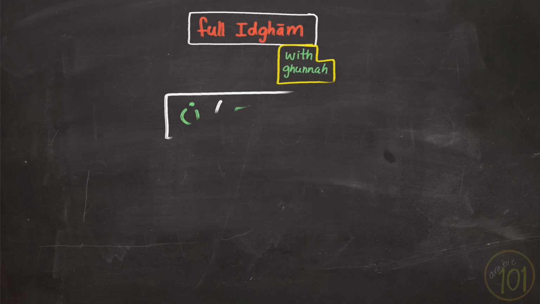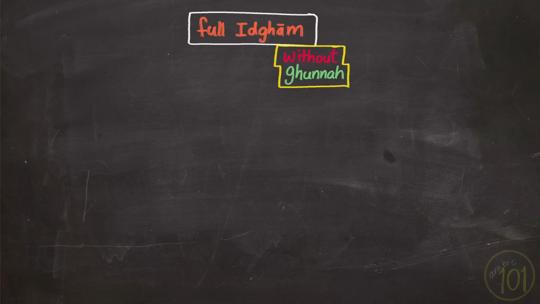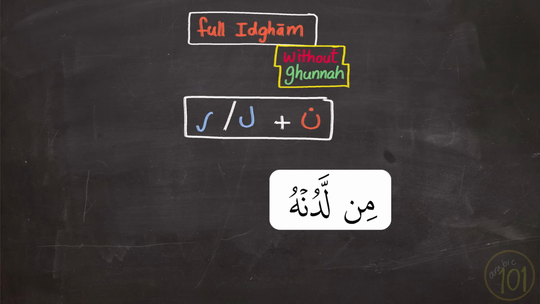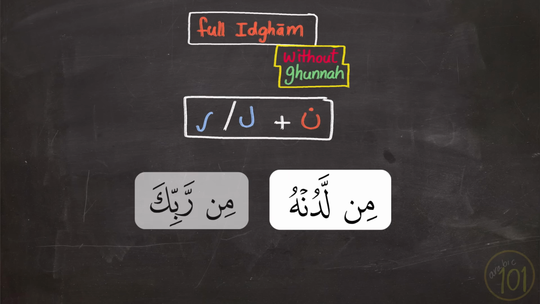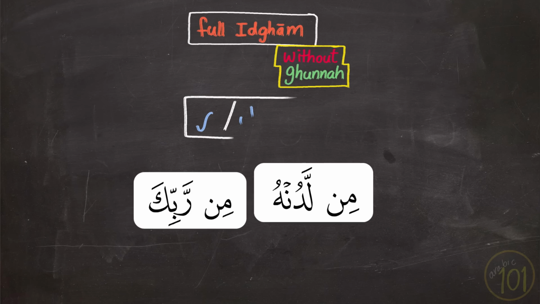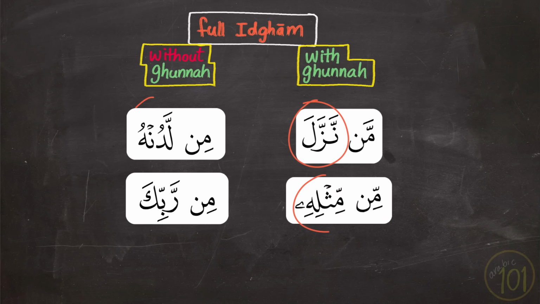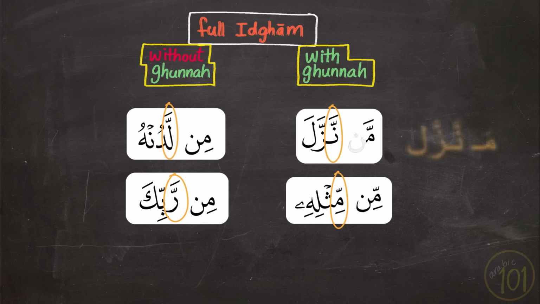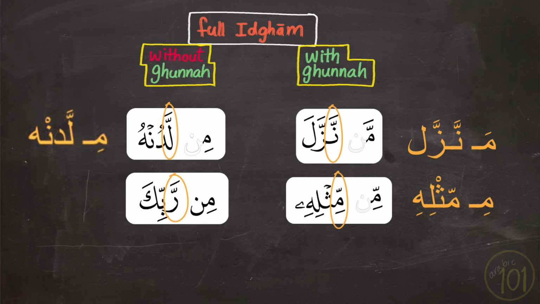But there is also another type of full idgham which is without ghunnah, and it occurs when nun sakina is followed by the letter lam or the letter ra, like min ladun min rabbik. Now, pay attention to this. Notice how all these words following the nun sakina have shaddah on their first letter. This shaddah is actually telling you that the letter nun is fully and completely dropped or not pronounced at all because of idgham. And in its place, we pronounce the letter after it, duplicated, to make up for the dropped nun and take its place.